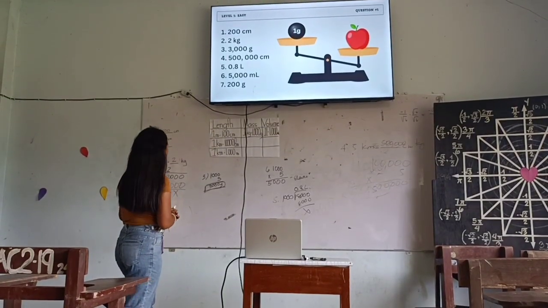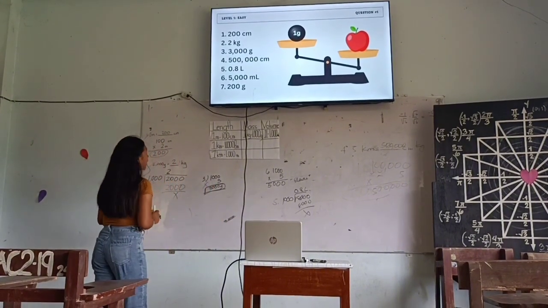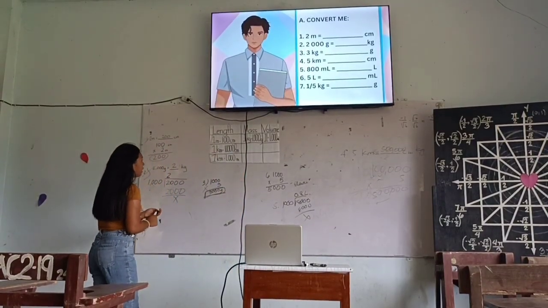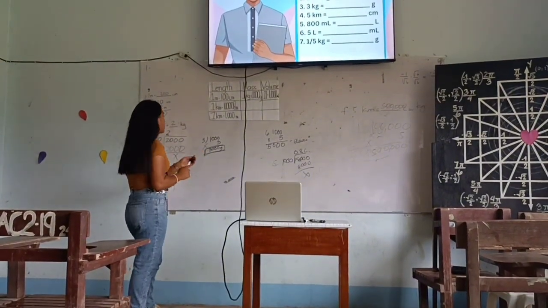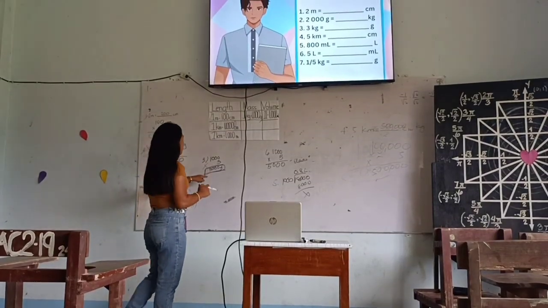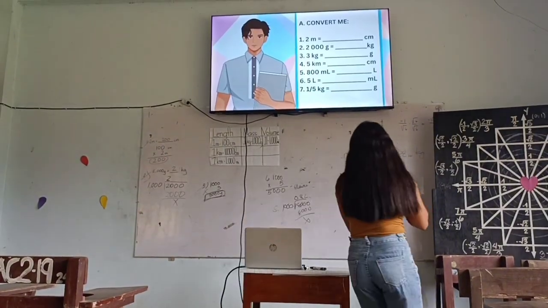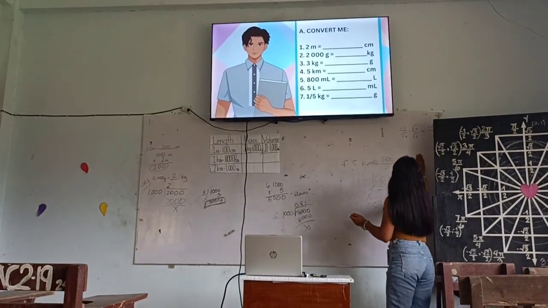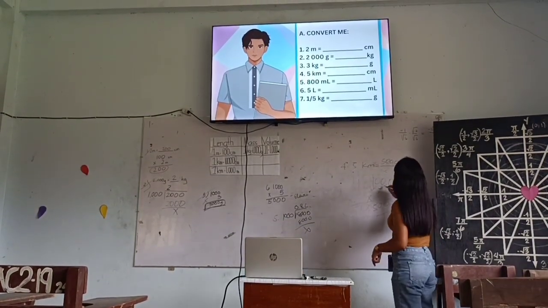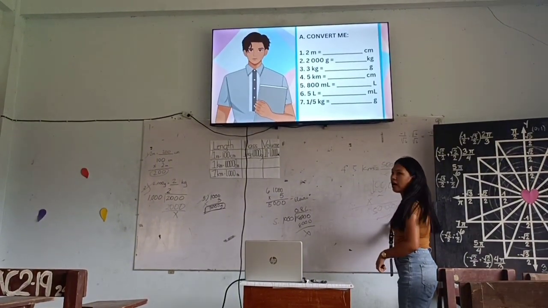Number 3: you are going to multiply the kilogram to gram. Since 1 kilogram is 1,000 grams, so 1,000 times 3 is 3,000 grams. Number 4: 5 kilometers to centimeters. So again, we use multiply. 100,000 times 5. Of course, it is 500,000.